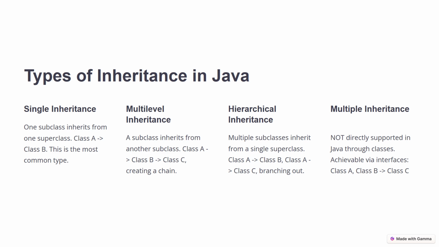Hierarchical inheritance. In this hierarchical inheritance, multiple subclasses inherit the properties of one superclass. For example, we have three classes A, B, C. Class A's properties are inherited by class B and class C. So two subclasses inherit the properties of the same class. That is hierarchical inheritance. Fourth is multiple inheritance. Multiple inheritance is nothing but one subclass inheriting the properties of two or more parent classes. That is multiple inheritance.